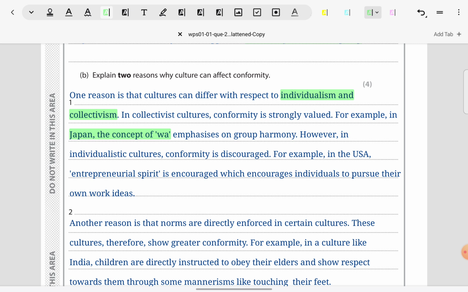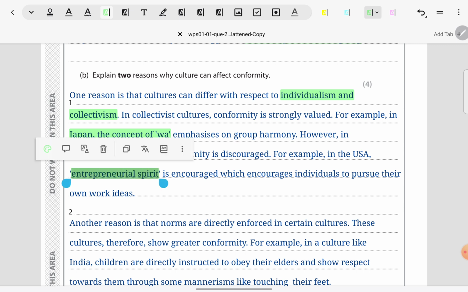and then say, okay, this is an example of a collectivist culture, Japan, in which there is the harmony concept of wa. And that is why, again, very important to say how it influences conformity. It will increase conformity. But in individualistic cultures, what will happen? Conformity will decrease because of concepts like entrepreneurial spirit, in which people are expected to be authoritative, individual-minded, independent, have a unique personality, give their creative inputs to their work, their business, things like that.